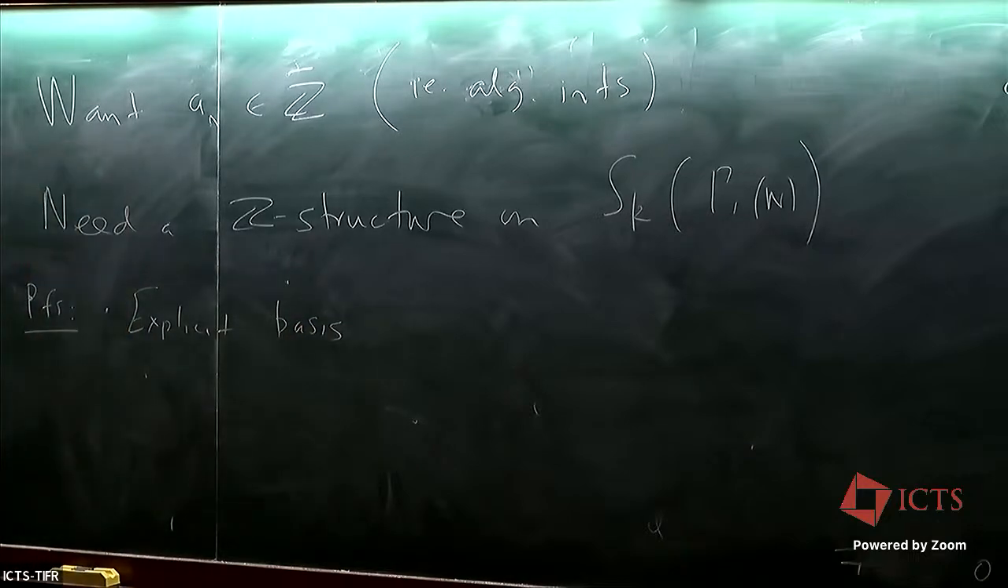This is what I referred to last time. For example, in level 1, you can take multiples of E4, E6, and delta with the appropriate powers, such that 4a plus 6b plus 12c is equal to the weight. If you take all monomials like this in those three things, it turns out to be a basis of cusp forms. I hope I'm saying this more or less right. I just realized that maybe if c is 0, then you don't get a cusp form. But roughly that's right.